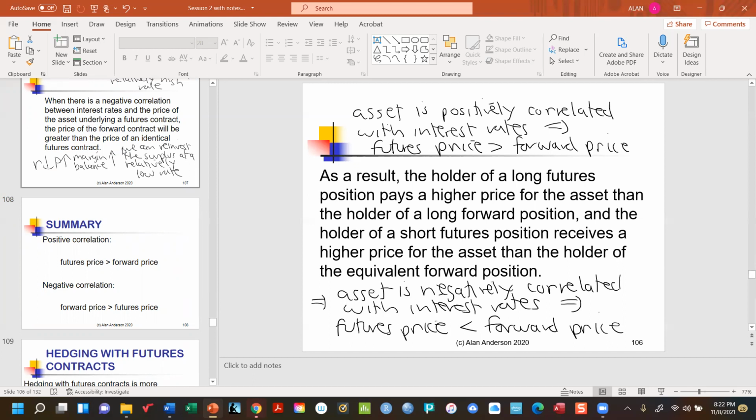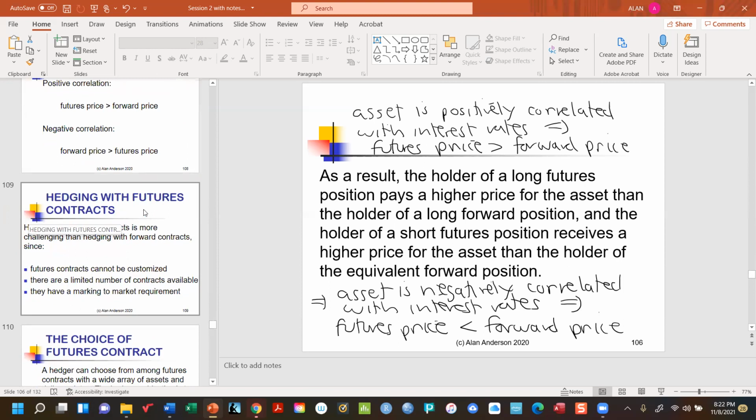So now we're going to see how to hedge with futures contracts. Now, this is a very challenging activity. With forward contracts, you can get a contract that is exactly whatever you want, that exactly matches your position. So hedging with forward contracts is a breeze. It couldn't be any easier because you have the right to choose whatever it is you want. Whereas with the futures contract, as we know, you have to take whatever's available. So that makes it a lot more challenging to hedge with futures contracts.